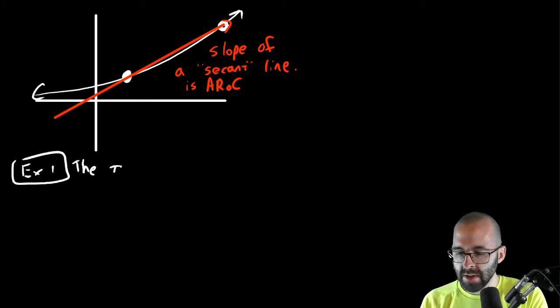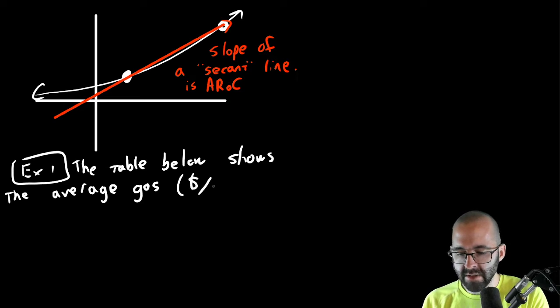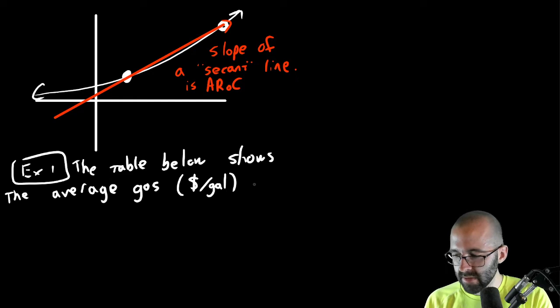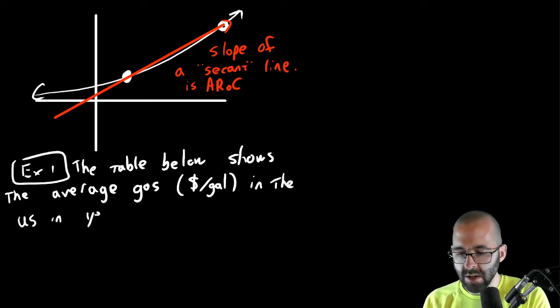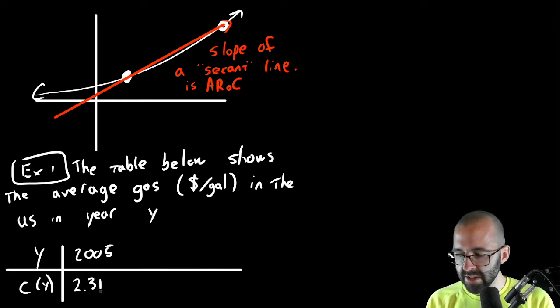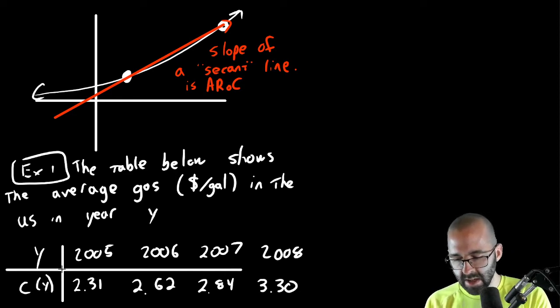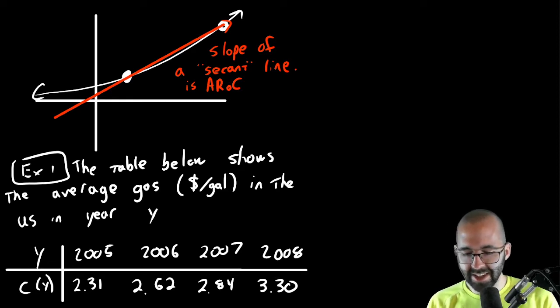Example 1. The table below shows the average gas price, given in dollars per gallon, in the US in year Y. Here's the year, here's the cost of a gallon of gas. In 2005, the cost of gas was $2.31 a gallon. 2006, $2.62. In 2007, about $2.84. And in 2008, a very special year, $3.30. If you don't really remember what happened in 2008, I guess maybe it's in a history book now.